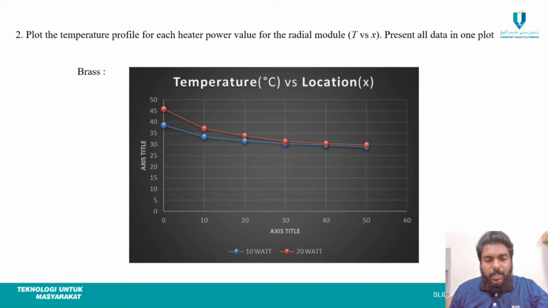The second question is to plot the temperature profile for each heater power value for the radial module. For the radial module, the given data were 2, which are 10 watt and 20 watt for brass. So that's all from me. Thank you.